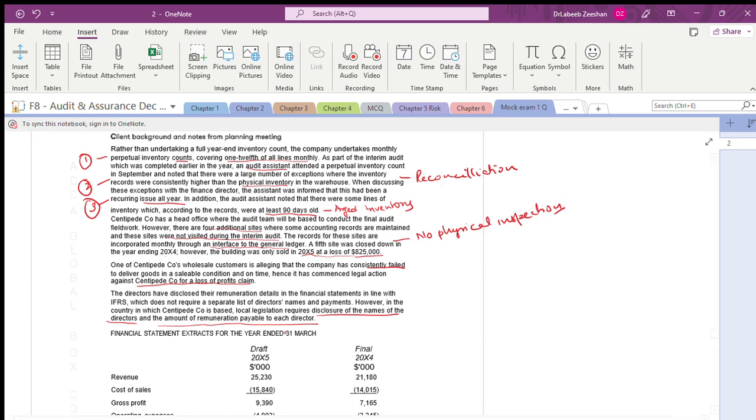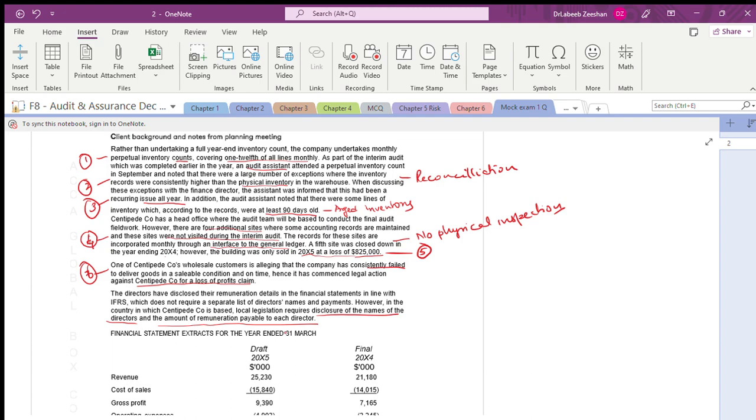Next, inventory at least 90 days old. Centipede has a head office based where the audit will be conducted, and 4 additional sites where some accounting records are maintained, and these sites have not been visited. A 5th site was closed down. We don't know how they have sold it or how they have valued it. A Centipede wholesale customer alleges that there is a consistent failure to deliver. Point number 6.